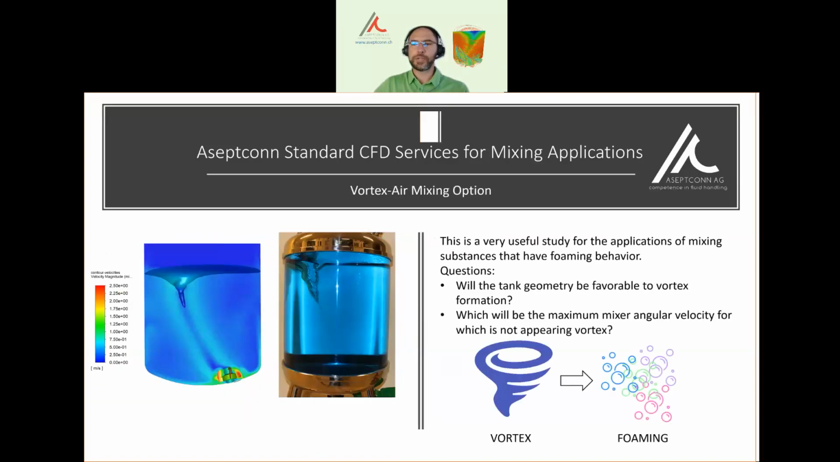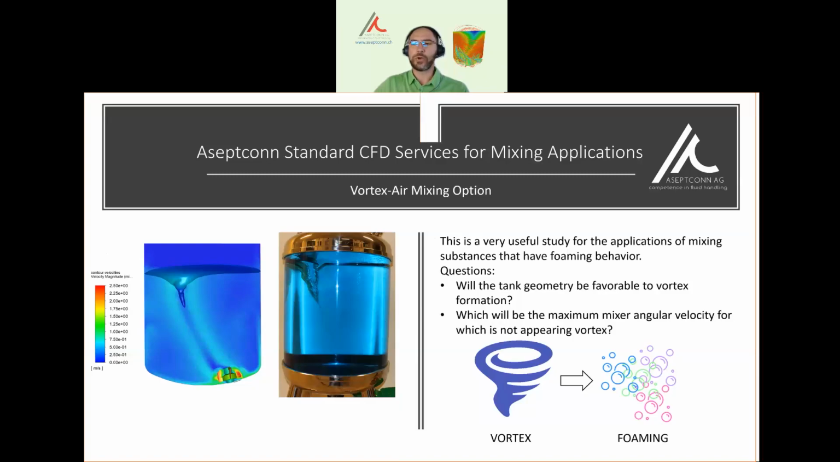You know that simple tricks could make our life easier in many cases. So we are looking for indirect calculations and simulations that could give important information about some phenomena that are very difficult or costly to be simulated directly. This is the case of the vortex air option, which is very useful for the applications of mixing of substances that have foaming behavior. For these substances, the vortex formation should be avoided because it leads to a strong foaming.